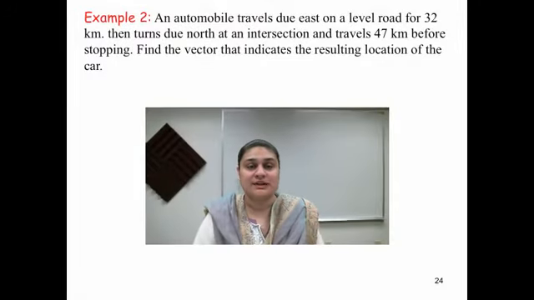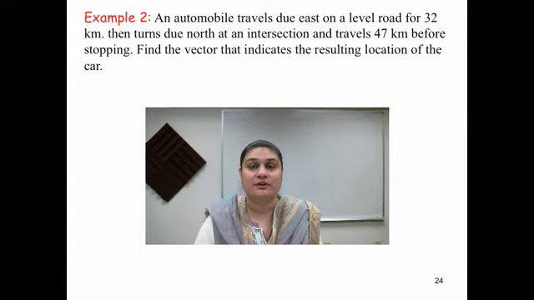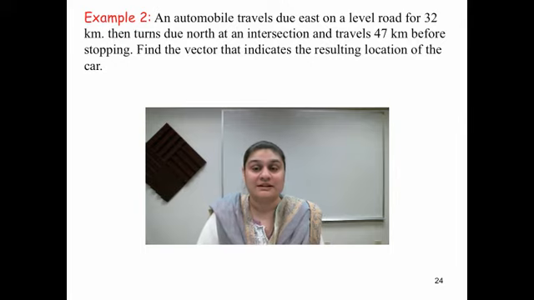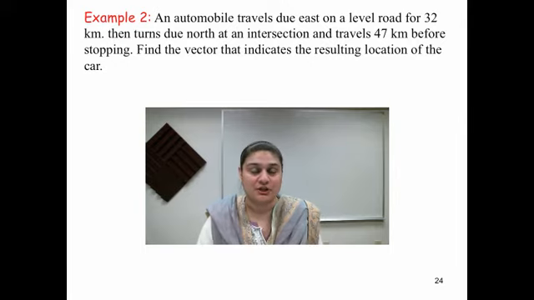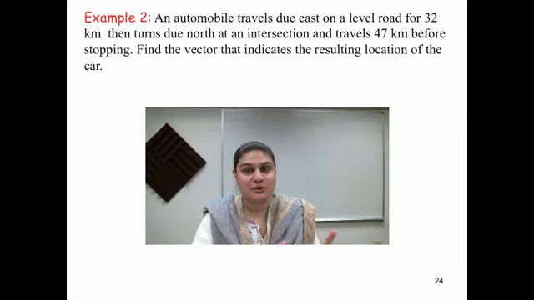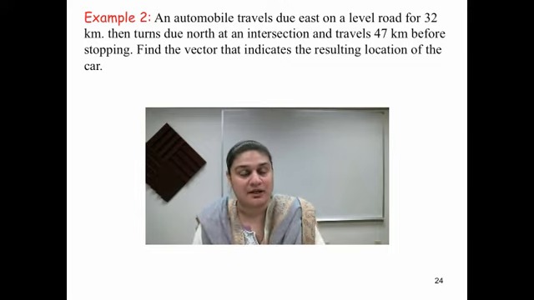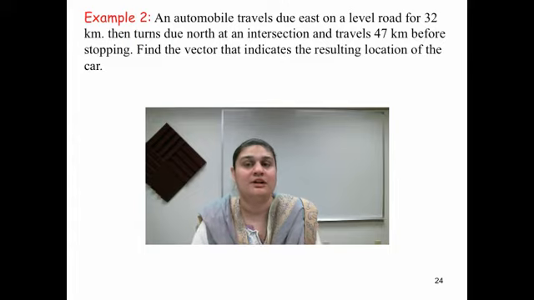Now the next question asks, an automobile travels due east on a level road for 32 kilometers, then turns due north at an intersection and travels 47 kilometers before stopping. Find a vector that indicates the resulting location of the car. Now this is opposite to what we've already done. First we were given the resultant and we were asked to find the components. In this case we are given the components and we are asked to find the vector.